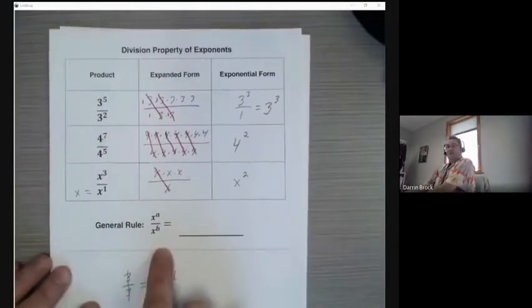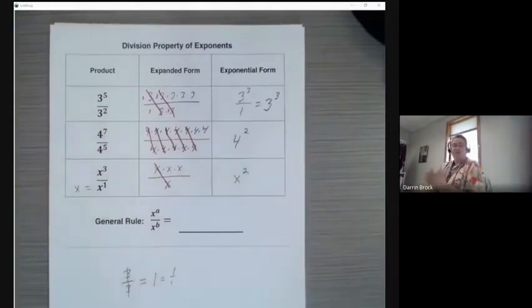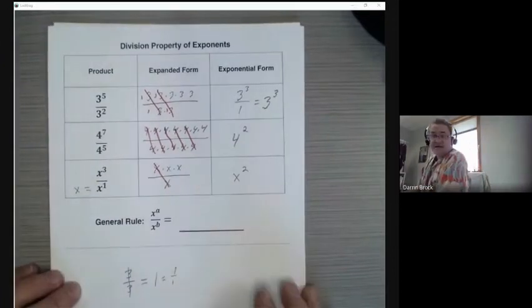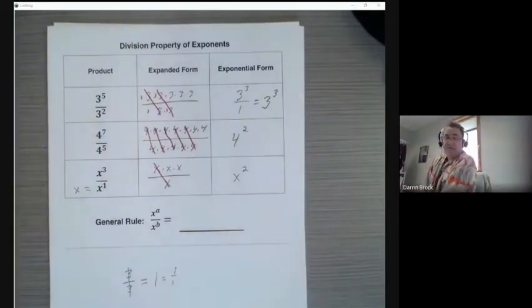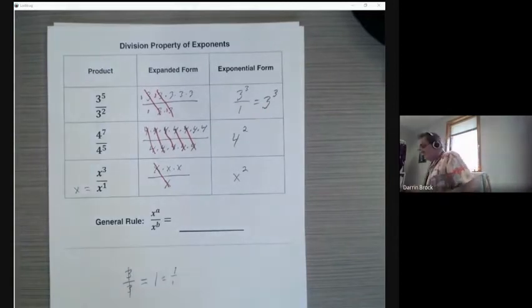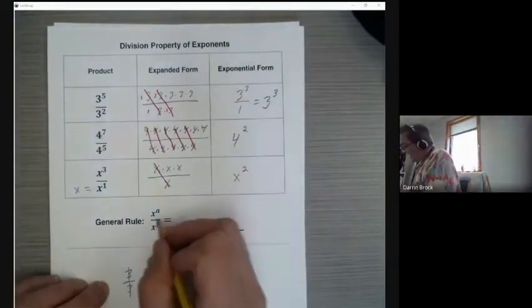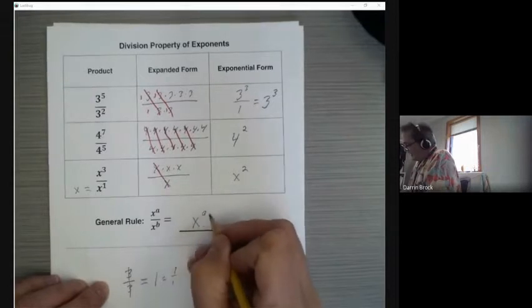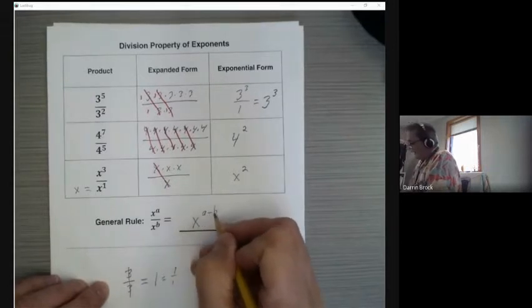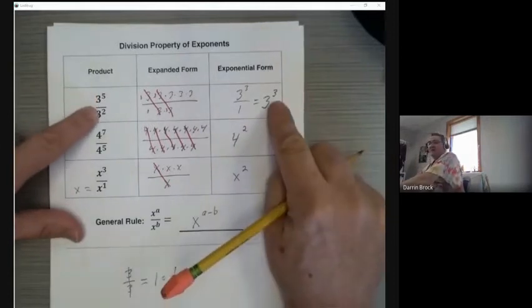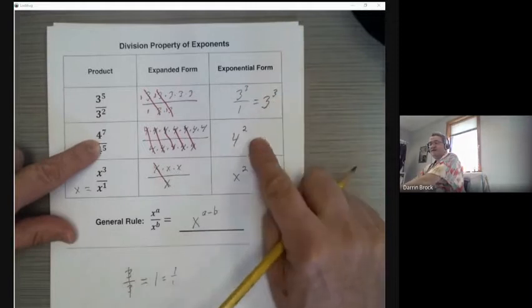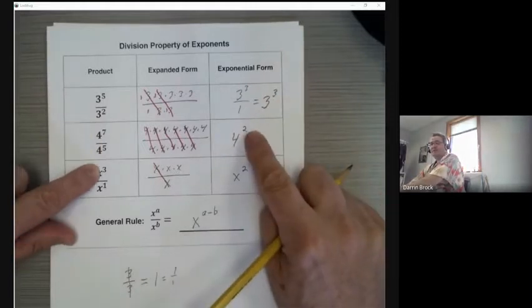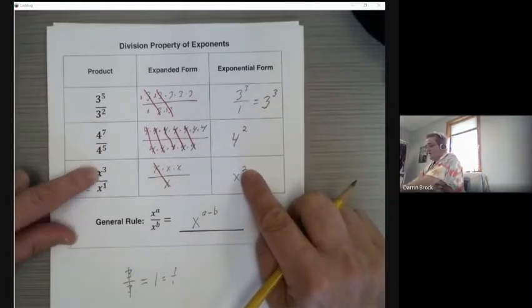So the rule for dividing when you have exponents: X to the a divided by X to the b is X to the a minus b. Look at that. 5 minus 2 equals 3. 7 minus 5 equals 2. 3 minus 1 equals 2. You keep the same base.